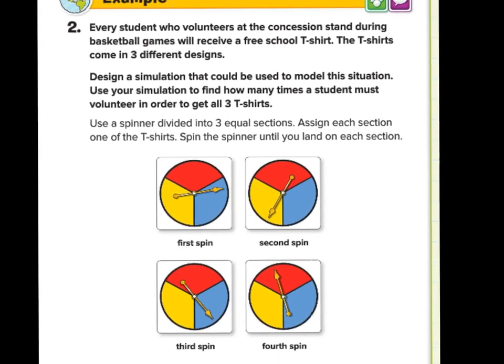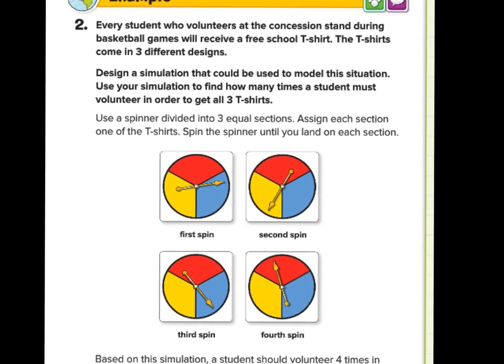Now here's another one where they use a wheel again, but this time with colors. Every student who volunteers at the concession stand during basketball games will receive a free school t-shirt. The t-shirts come in 3 different designs. Design a simulation that could be used to model this situation. Use your simulation to find how many times a student must volunteer in order to get all 3 t-shirts. So let's just pretend there's a red shirt, a blue shirt, and a yellow shirt. Now these don't have to match the colors of the shirt. We just have to have 3 clear outcomes, right?